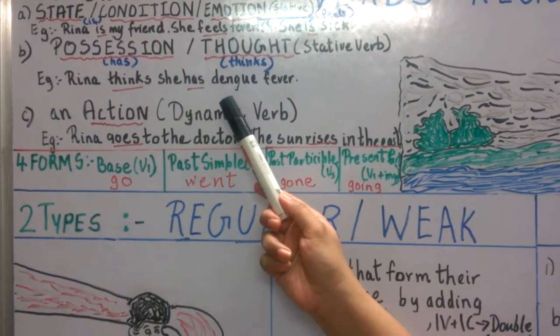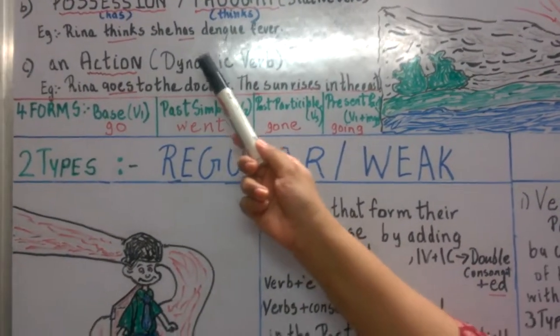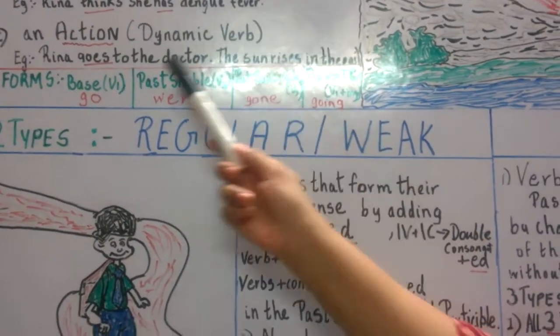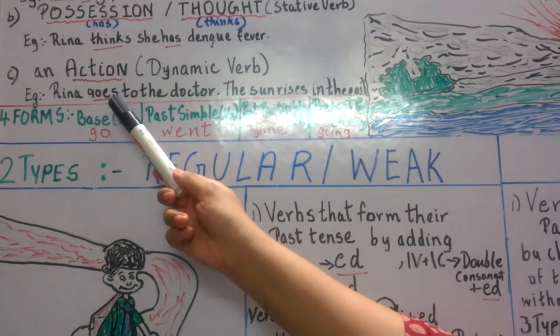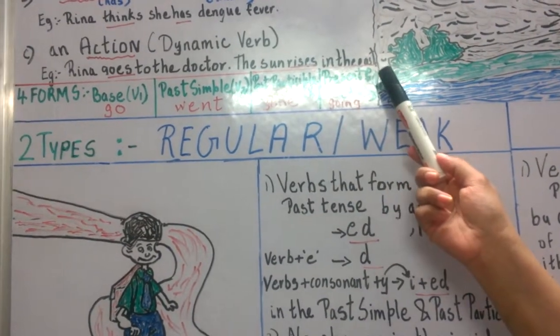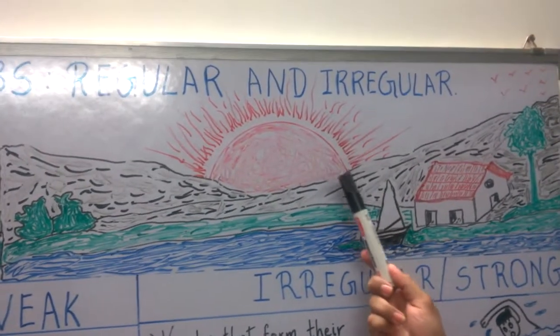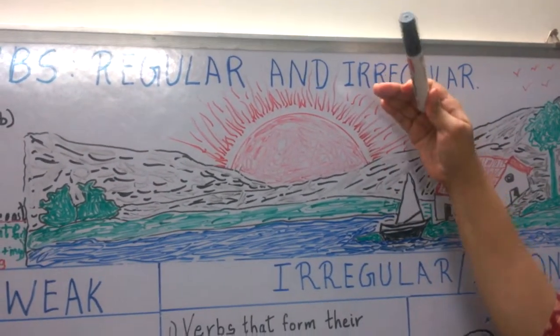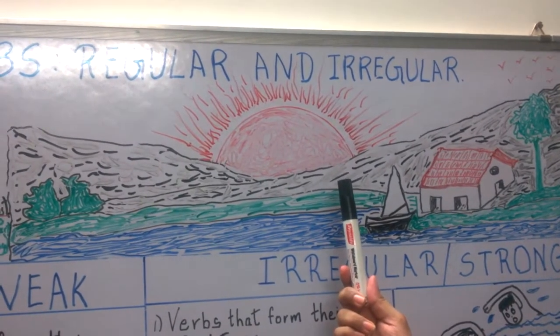As I told you, anything that is a doing word is an action. Action is also called a dynamic verb. For example, Reena goes to the doctor. So goes is a dynamic verb. Now for example, I have written the sun rises in the east. See this picture over here. The sun rises. It is showing some action. It is a dynamic verb. The sun rises. So rises is a verb. So this is the definition of verb.